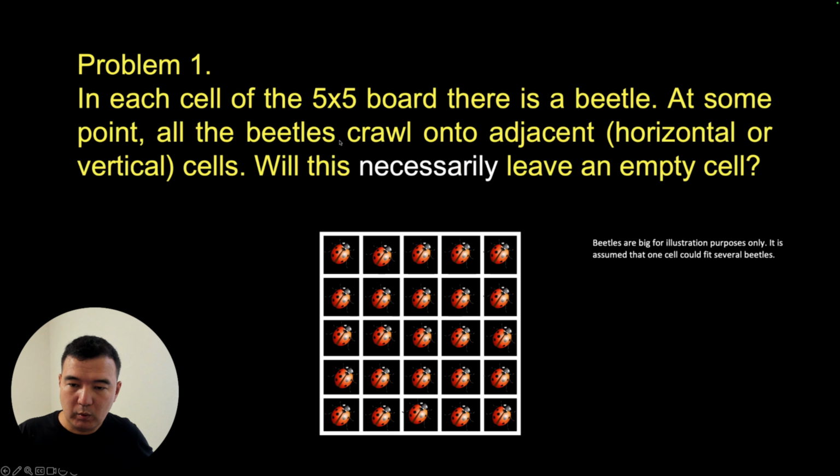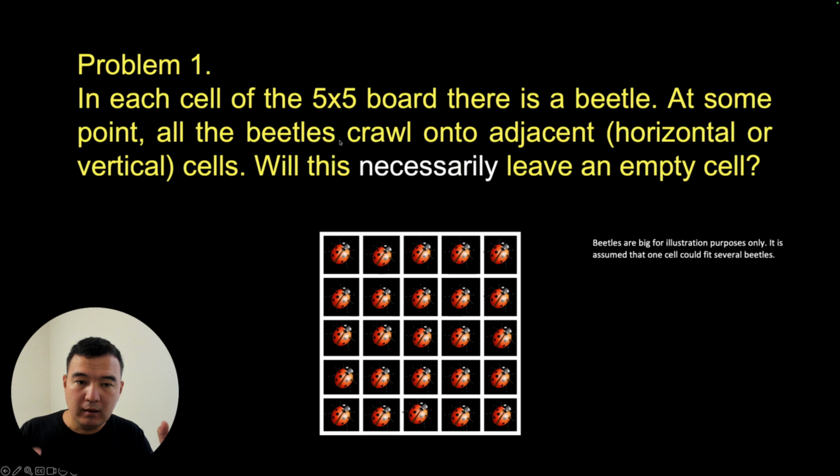All of them will move to another cell. None of the beetles stay at the same place. And will that necessarily leave an empty cell? The answer is here, obviously no. So we want to prove why it's not possible, because if it's possible, we would just show an example how this would happen, and then that would be the answer, right?